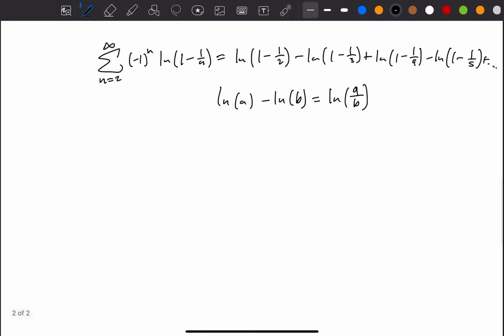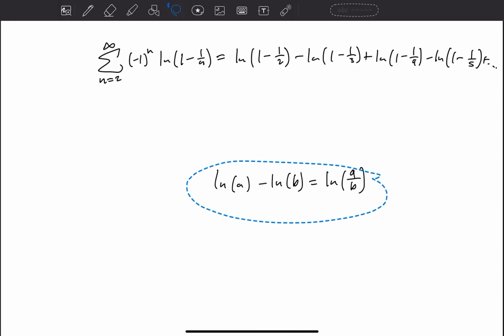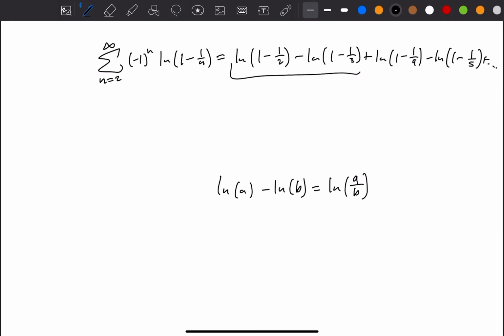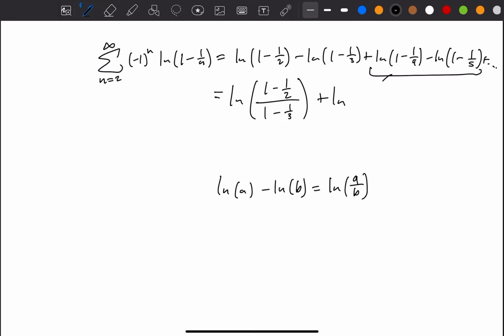Where if a and b are positive real numbers, this holds true. So I'm just going to apply that here with each of these consecutive pairs forever and ever. So here I'll get natural log of (1 minus 1/2) over (1 minus 1/3), and then I'll add this next one, natural log of (1 minus 1/4) over (1 minus 1/5), and we'll do this forever.